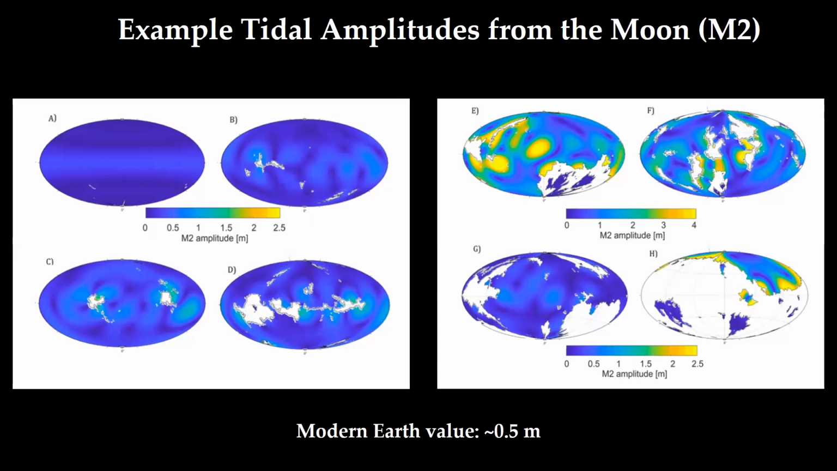And these colors correspond again to the tidal amplitude, so the height of the ocean over the mean due to energy dissipation, going up to something like several meters. And again, the Earth's value is something like 50 centimeters. So that's just to orient you a little bit.